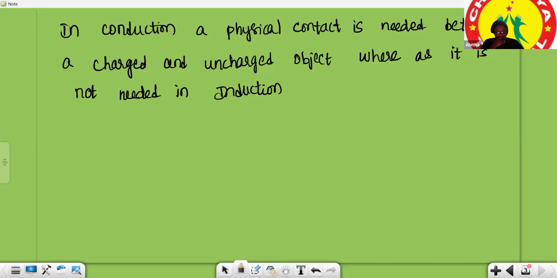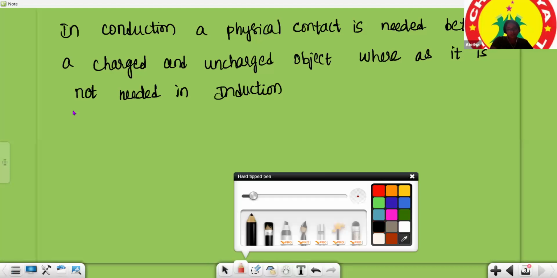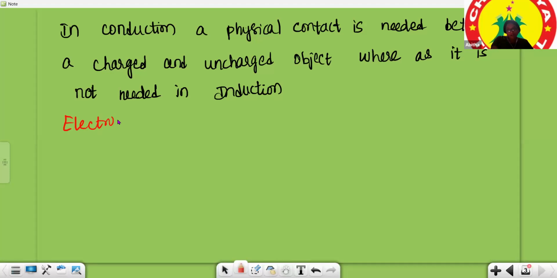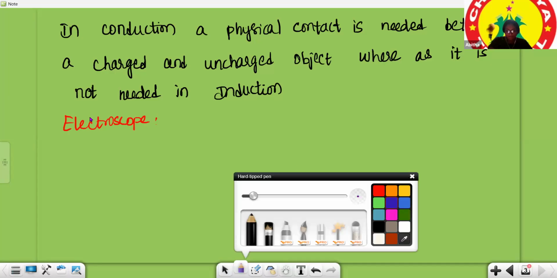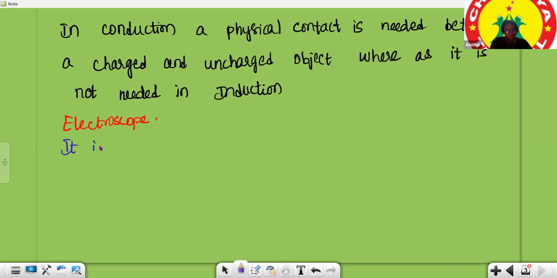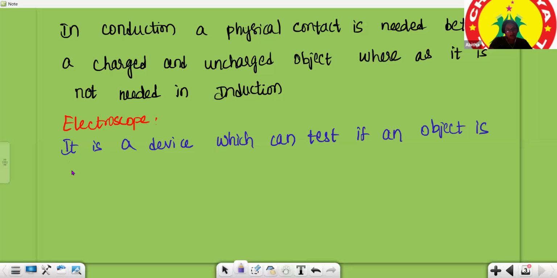Clear, students? Yes, ma'am. Okay. So next one about electroscope. What is electroscope? Electroscope is a device which helps to test the presence of charge on an object. It is a device which can test if an object is charged or not.